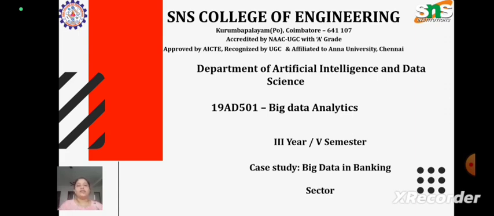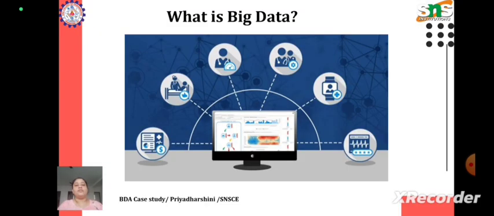Today we are going to see a case study in big data analytics, mainly compromises in the banking sector. So before that, let's see what is big data. As we all know, big data is a collection of data sets that is very large and complex in nature. It mainly constitutes structured and semi-structured data, which is growing so fast that it cannot be managed by the traditional database system or even the conventional tools.